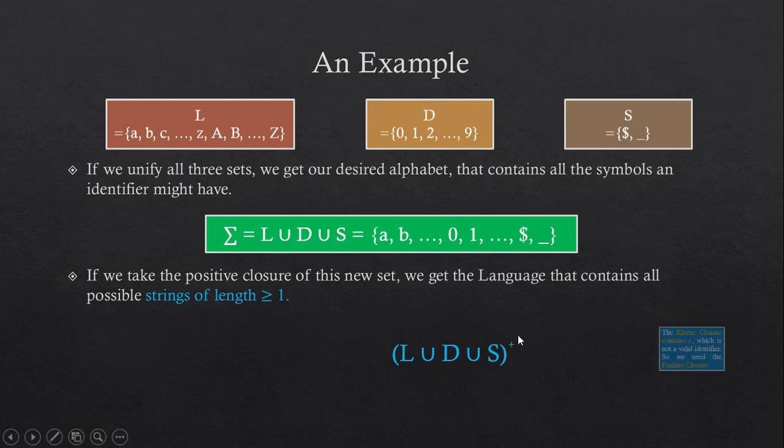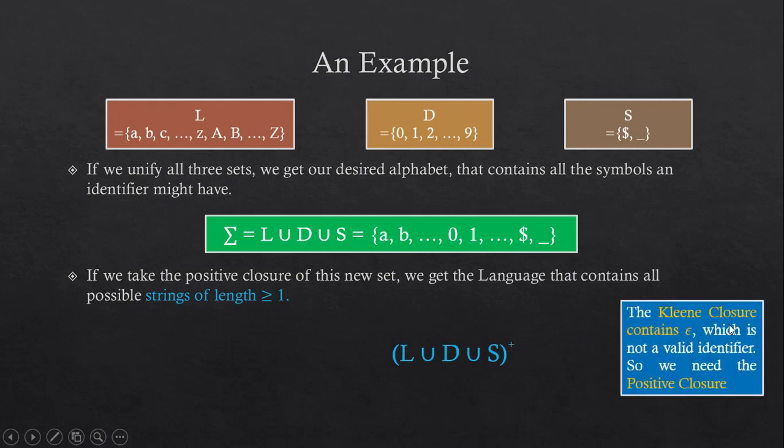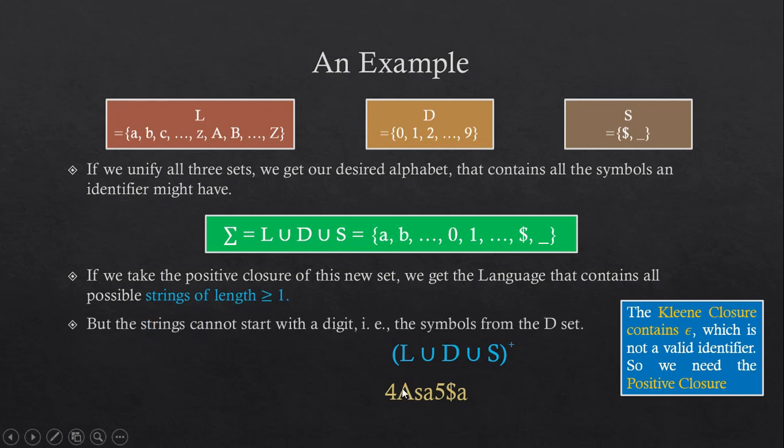But the closure is not going to be the Lin closure, because the Lin closure contains the empty string epsilon, which has a length equal to 0. But our condition dictates that the length of the string must be 1 or greater. So we need the positive closure. Now we have any string of any length using these symbols, but there is still a problem. The string cannot start with a digit.